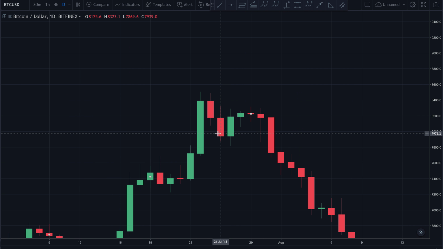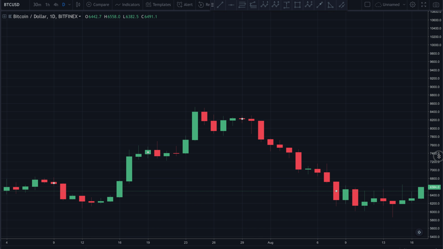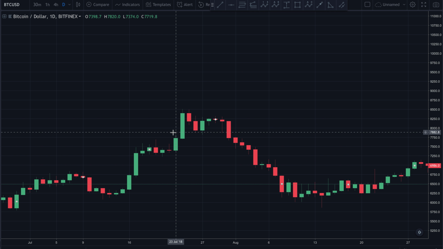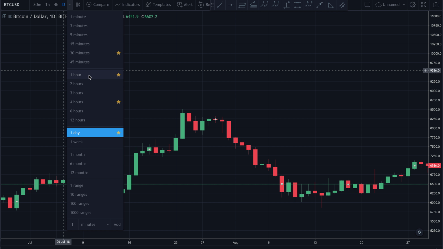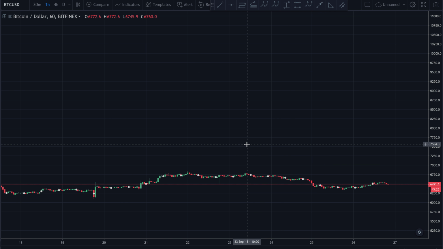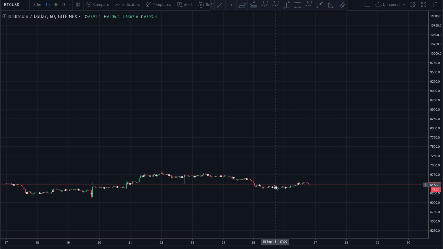Now remember, guys, as I said before, this works on all markets, no matter what it is. And it's the same throughout different time frames. So let's go ahead and pick a different time frame. Let's zoom into the 1 hour. Now I just hit the 1 hour and we notice everything went flat on the chart.